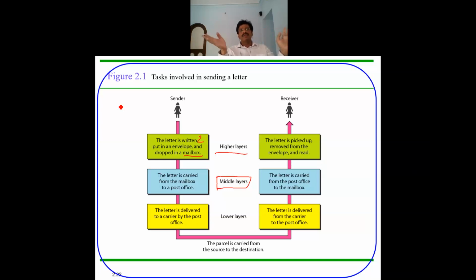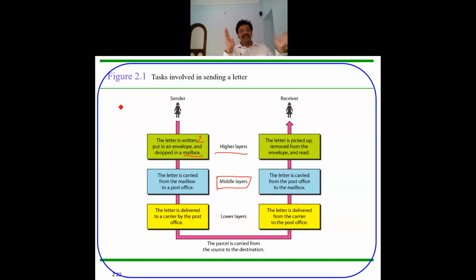So the post offices, based on the distance, based on the postage, based on the stamp that is put on the envelope, decide the facility associated at the sender's end. Depending on that, the letter is dispatched to the destination end. So at the sender's end, the tasks are performed from the higher layer to the lower layer. But at the receiving end, the processing starts at the lower layer.